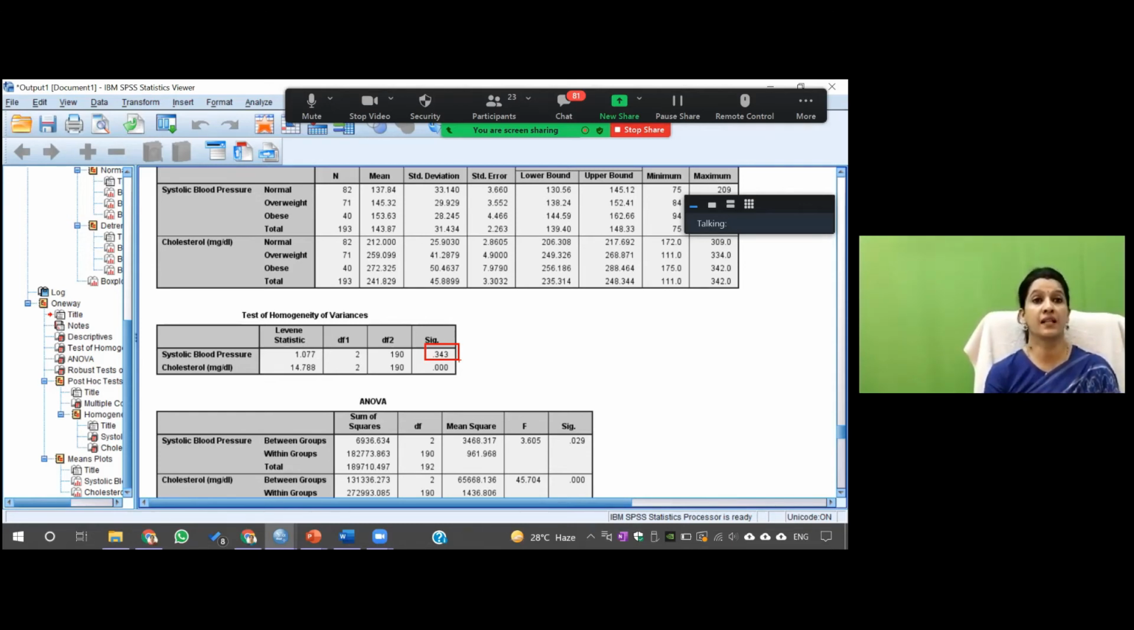Don't go by significant and insignificant. It only depends on the null hypothesis. A significant value doesn't mean that the equality of variance is met. It's the other way around, because this significance depends on the null and alternate hypotheses. Let me connect it to the charger because my laptop is low. Just a sec.